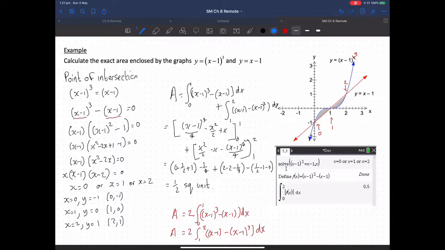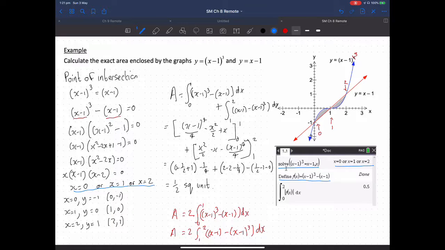Now looking at our calculator. To find values for the points of intersection, you can see I use the solve function. Solve (x minus 1) cubed equals x minus 1 for x, and it gave me the values as we have done manually. I have defined f(x) equals (x minus 1) cubed minus (x minus 1), because here I'm going to use a trick. I could have worked out two integrals and added them together. But what I've done is I've just defined one of them.